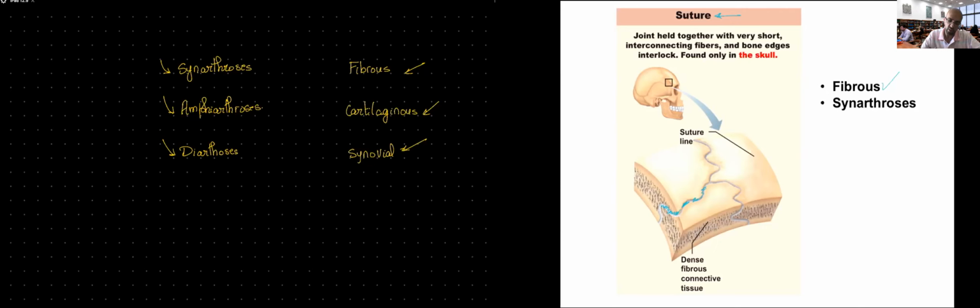So which one would you classify the sutures as? Synarthrosis, amphiarthrosis, or diarthrosis? Synarthrosis. Exactly.